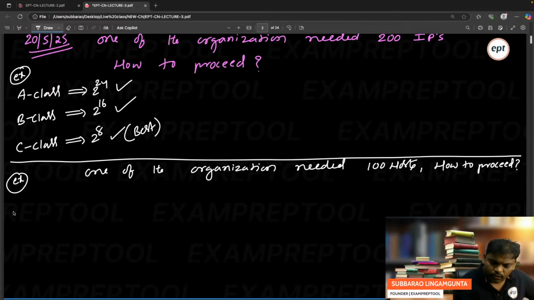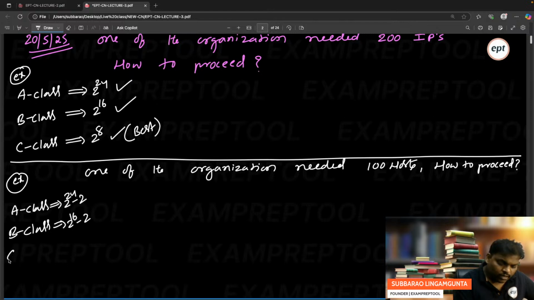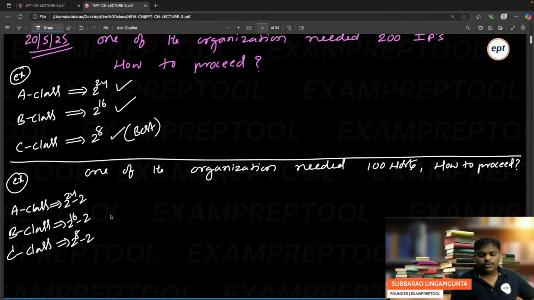A class, if you take, remember 100 hosts. A class, if you take, you will get 2 power 24 minus 2 hosts. If you take B class, you will get 2 power 16 minus 2 hosts. If you take one C class, you will get 2 power 8, 256 minus 2, 254. So this is possible, it is the best.